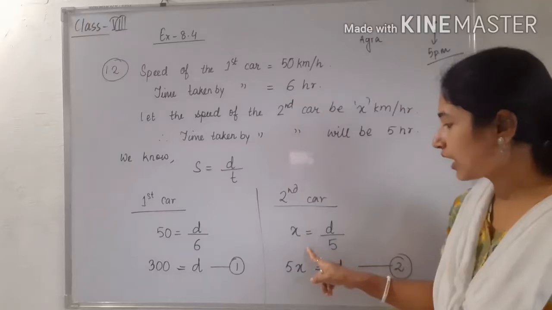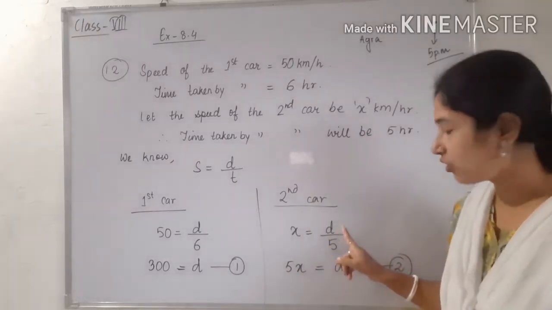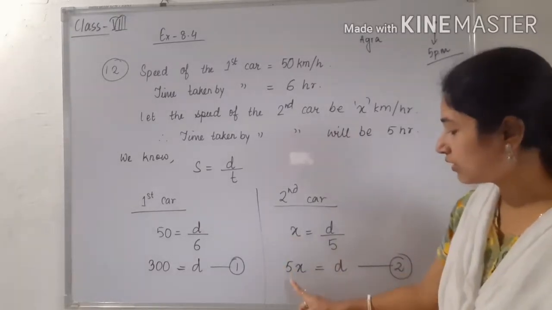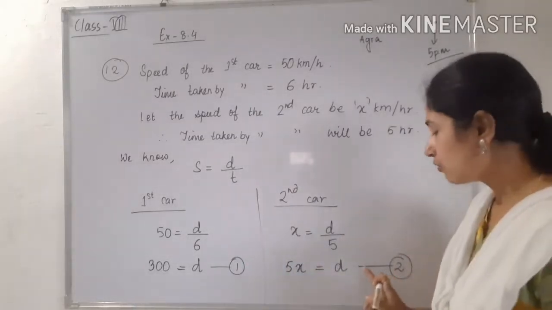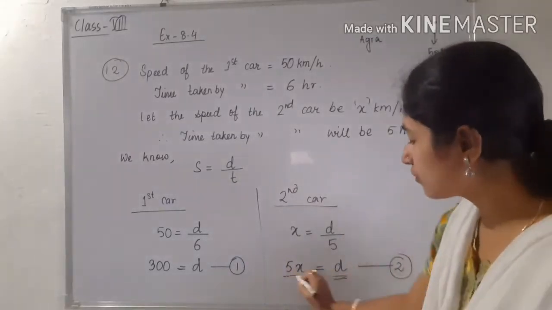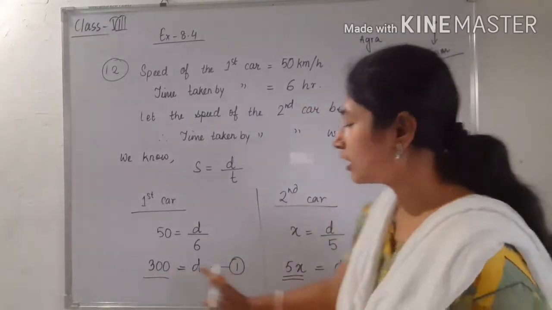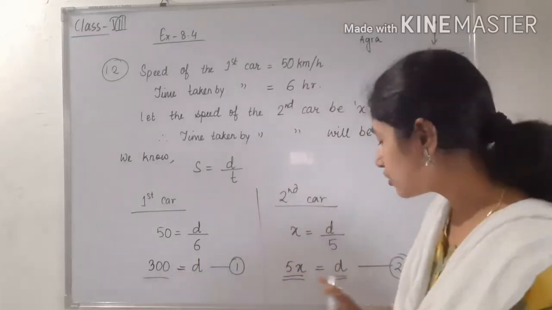And similarly for the second car, the speed we have taken is x, the distance D will be the same, as I already told you, and the time is 5 hours. So just transpose 5 to that side, that will be 5x. Mark these as equations 1 and 2. You can see the value of D here is 5x and here the value of D is 300. Both should be equal because the important point is that the distance is the same.